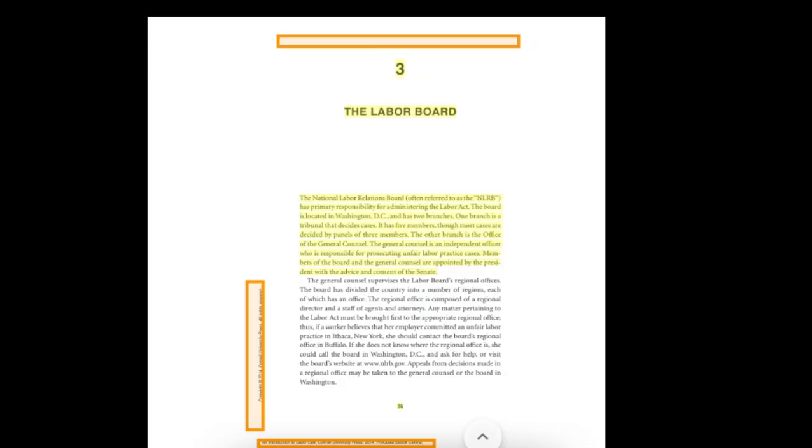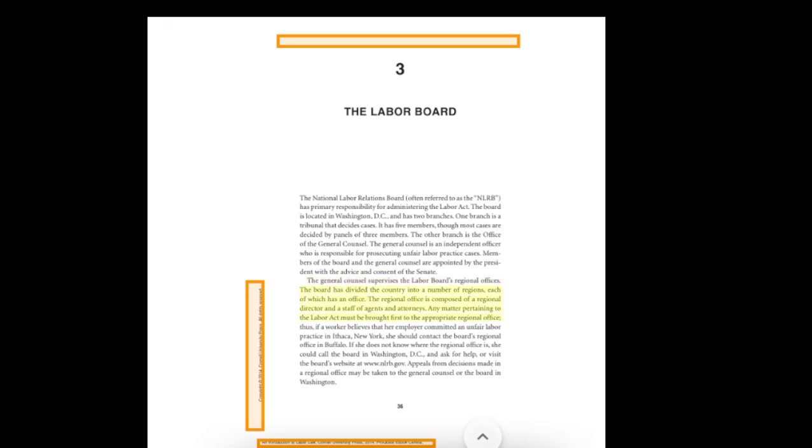The Labor Board. The National Labor Relations Board, often referred to as the NLRB, has primary responsibility for administering the Labor Act. The board is located in Washington, D.C., and has two branches. One branch is a tribunal that decides cases. It has 5 members, though most cases are decided by panels of 3 members. The other branch is the Office of the General Counsel. The General Counsel is an independent officer who is responsible for prosecuting unfair labor practice cases. Members of the board and the General Counsel are appointed by the President with the advice and consent of the Senate.